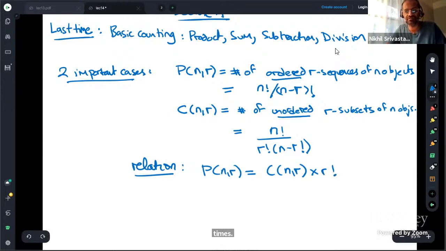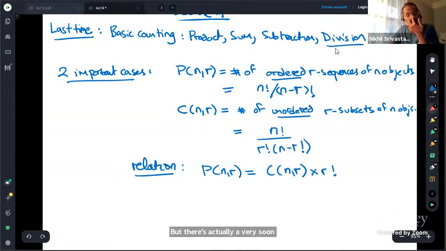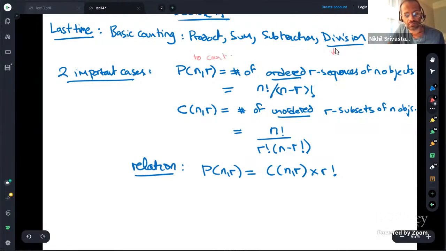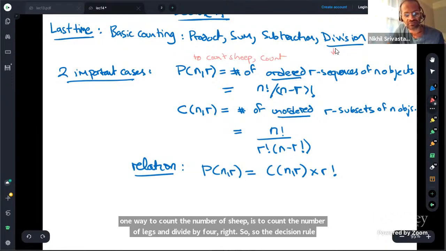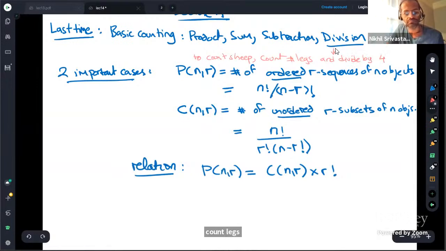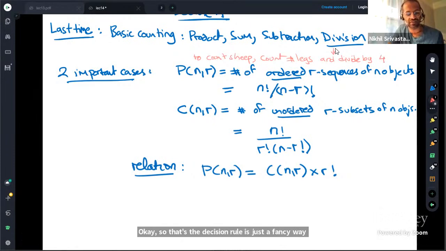And we derived this using the division rule, which I stated in terms of functions and m-to-1 functions last time. But there's actually a very simple, intuitive way to state this, which I'll just mention now. If you want to count sheep, and you know that every sheep has 4 legs, then one way to count the number of sheep is to count the number of legs and divide by 4, right? So the division rule is just a fancy way of saying to count sheep, count legs and divide by the number of legs per sheep. And that's how we got this relation.